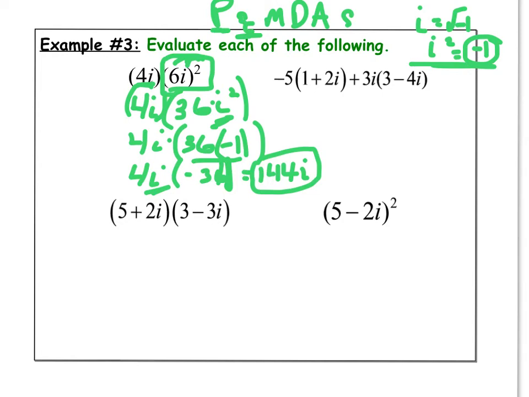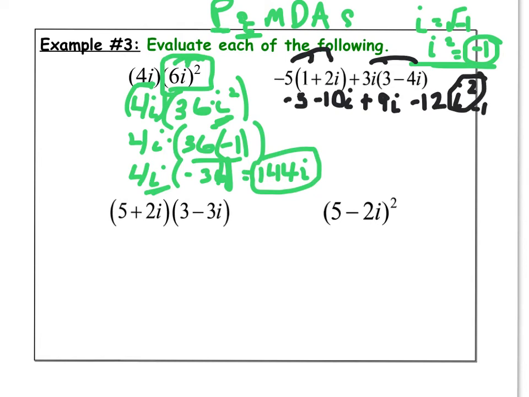So really quickly, I'm going to do this one by distributive property. And then I'm going to change this to -5. Negative times +2, -5 times +2 is -10i. Added with, that kind of distributive gets rid of the parentheses. 3i times 3 is 9i. And 3i times 4, 3 times 4 is 12, so it's -12. And then i times i, here it is, i squared, which is -1. So I'm going to change this whole thing right here. -12 times -1 is a +12.